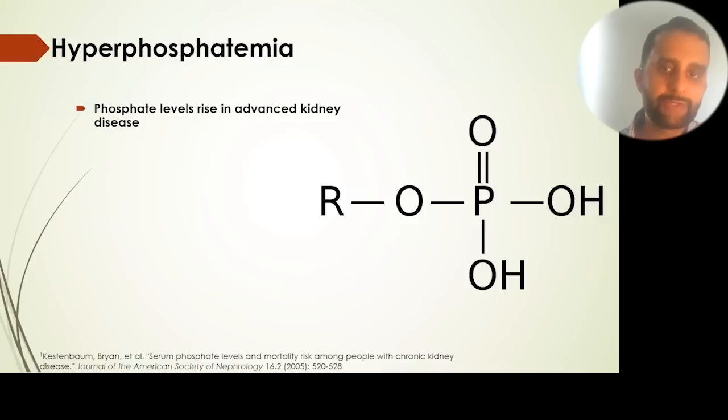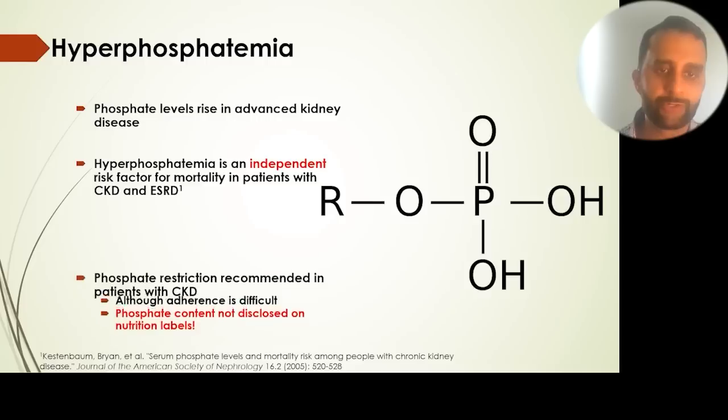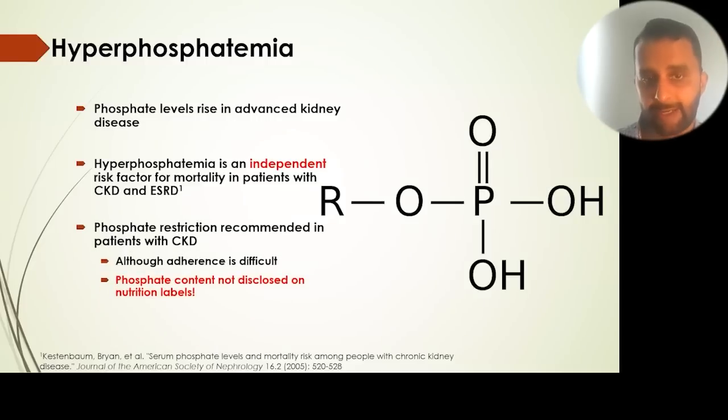Phosphate levels rise in advanced kidney disease, and this is a big problem for kidney doctors like myself who want to lower this level to prevent the complications that may occur. Some of the complications that can come from an elevated phosphate level are, unfortunately, mortality, and having an elevated phosphate level is an independent risk factor for mortality. Phosphate restriction is recommended, meaning that we tell our patients to consume less phosphorus, but this is difficult because the phosphate content is not disclosed on nutrition labels. So it's hard to restrict phosphate, unlike something like sodium, which is already listed on nutrition labels.